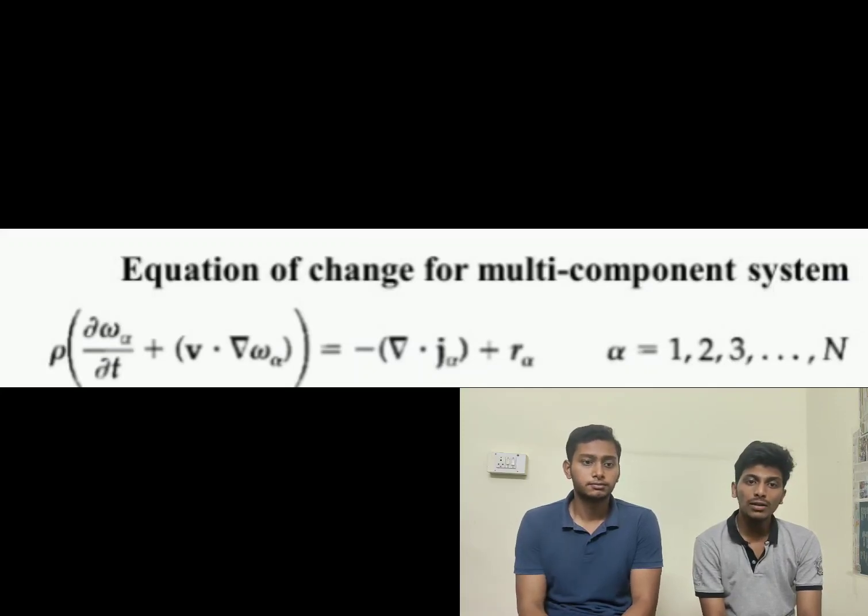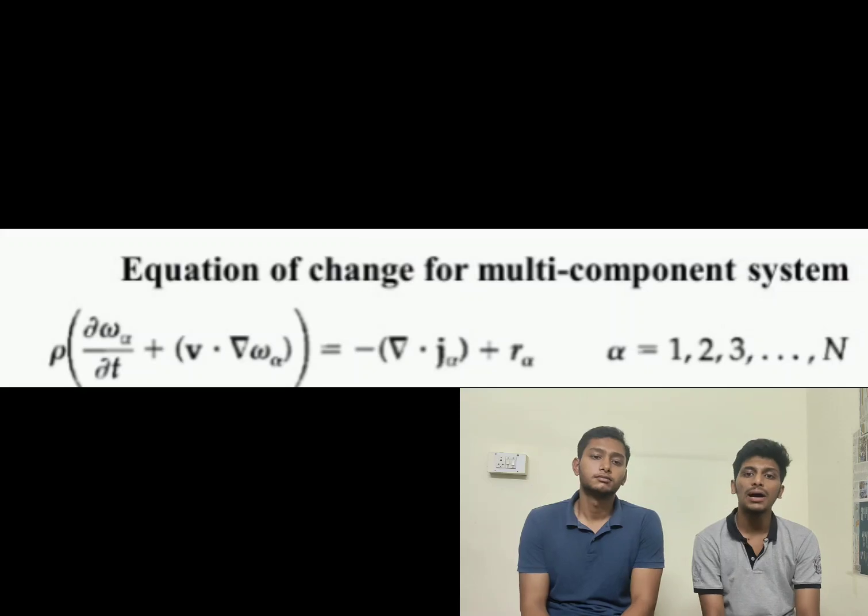Now coming to why mass fraction is used. Mass fraction w alpha represents how much of the component alpha is in a mixture by mass. This brings us to the mass-based species conservation equation, which is rho times dou w alpha by dou t plus v dot del w alpha, which is equal to minus del dot J alpha plus R alpha.